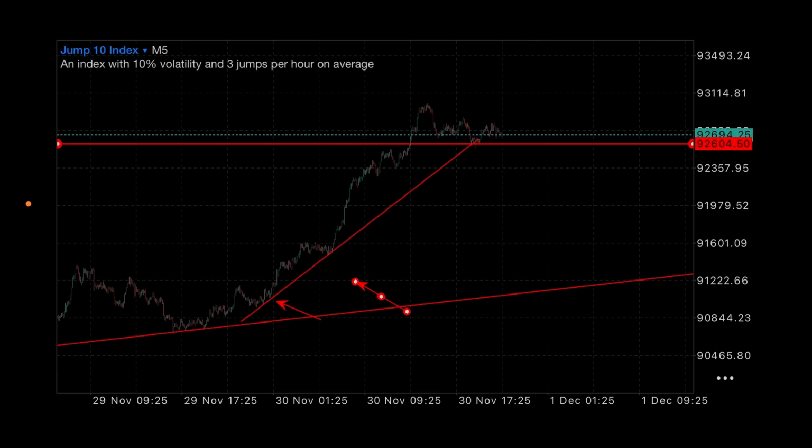So basically that's how the trend line strategy works, and I hope you try it, and make sure you let me know in the comments how the strategy went.